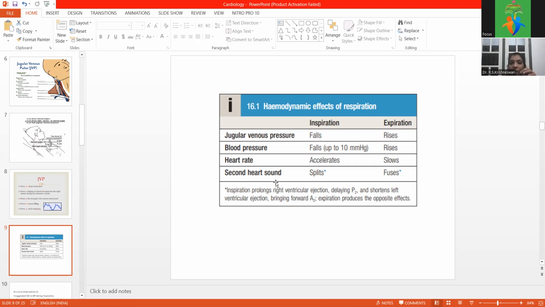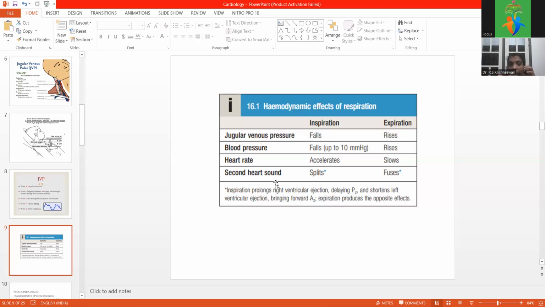So what happens during inspiration, as we have told earlier? The intrathoracic pressure is less, is it not? And also there is increased venous return. Venous return is more in the right side of the heart. And the thickness of the right ventricle is lesser compared to the left ventricle. The thickness of the right ventricle is about 3 to 4 millimeter, and the thickness of the left ventricle is 10 millimeter. So 3 times more than that of the right ventricle.